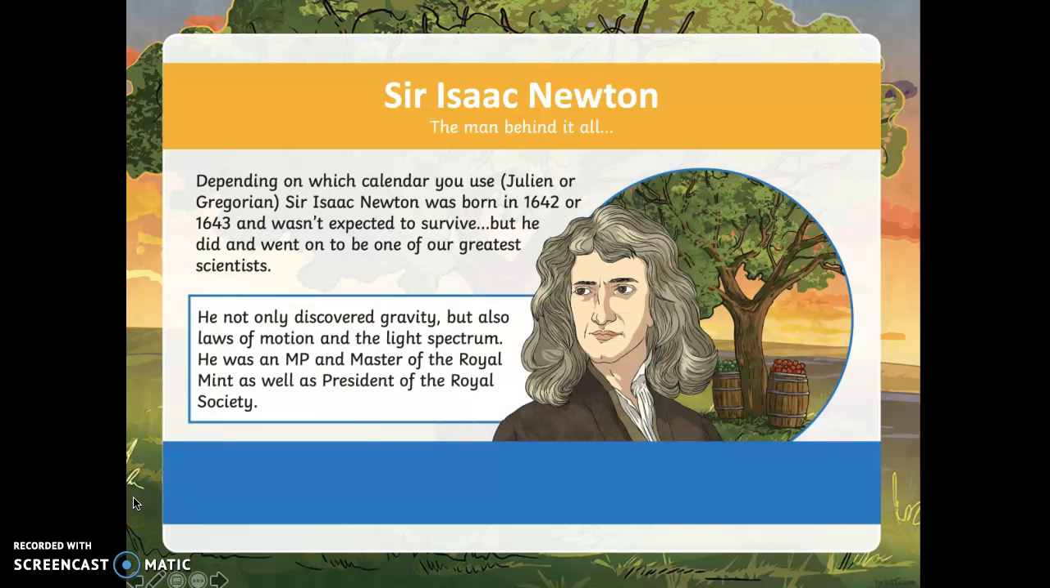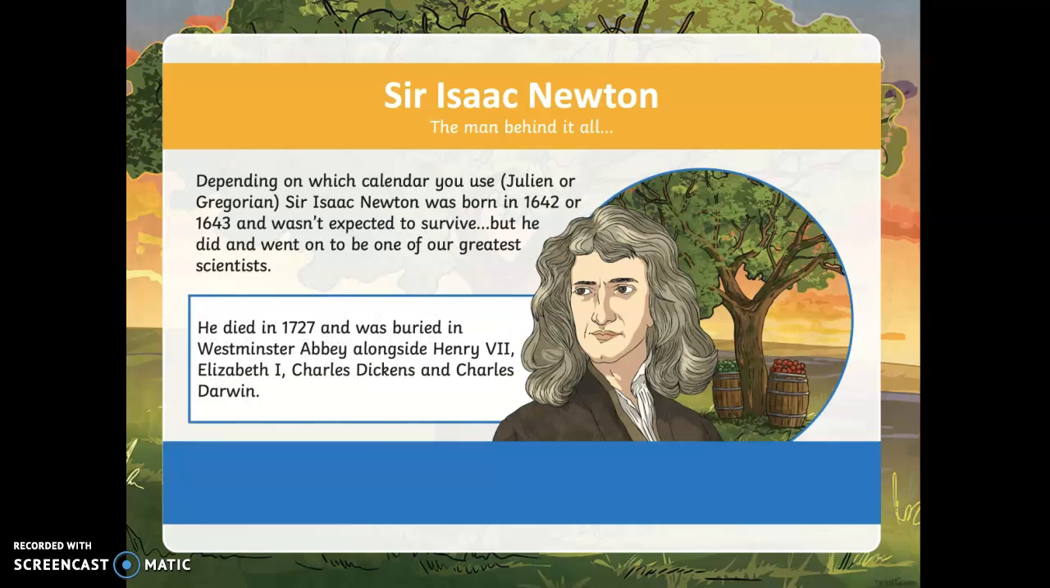He not only discovered gravity, but also laws of motion and the light spectrum, something that we'll later go on to look at in future lessons. He was also an MP and Master of the Royal Mint, as well as President of the Royal Society. He died in 1727 and was buried in Westminster Abbey alongside Henry VII, Elizabeth I, Charles Dickens, and also the famous Charles Darwin.